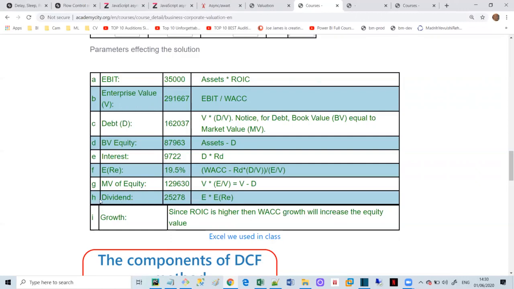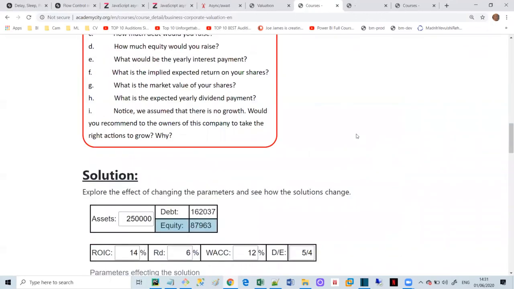So we got to the dividend. Beautiful. What do you say? Is that a good business or is that a bad business? Good. It's very good. I'm creating value, 41,000. Now, the last question here was about growth. Notice we assume that there is no growth. Would you recommend to the owner of this company to take the right actions to grow, and why?